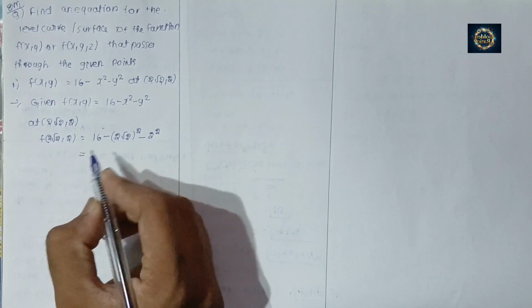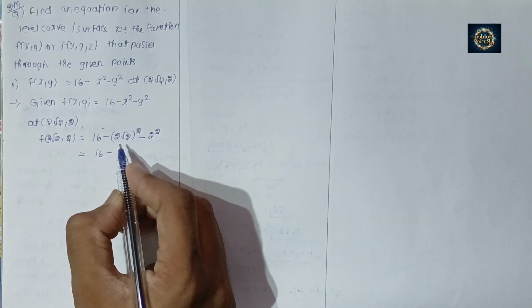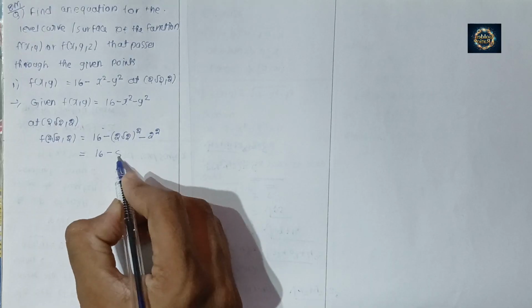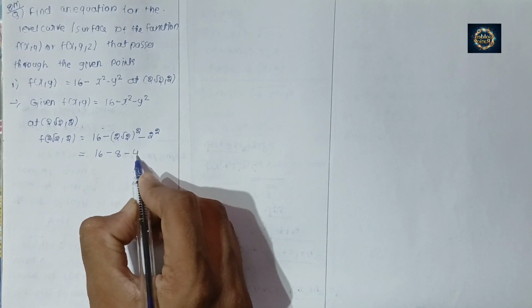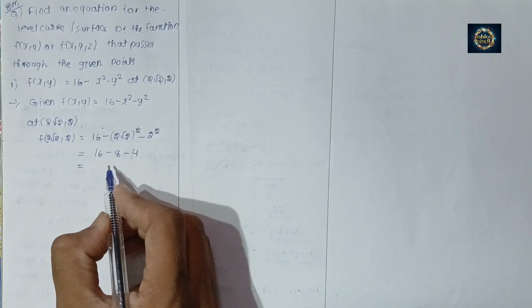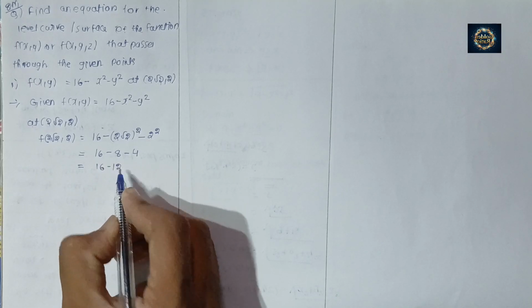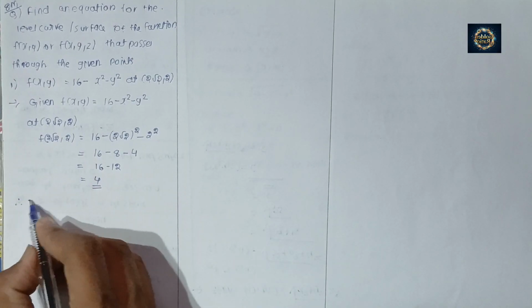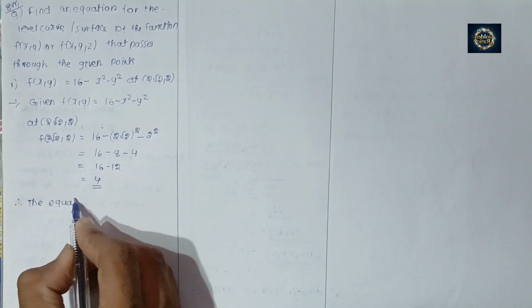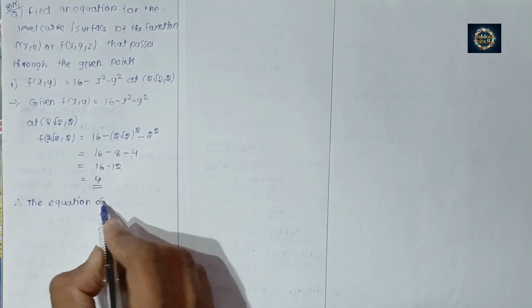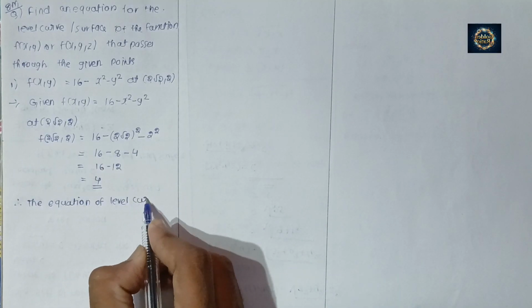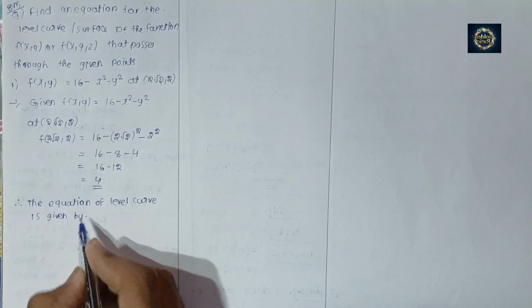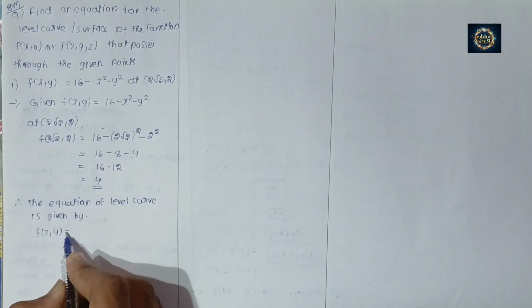So what will be the value? 16 minus 2 square is 4, root 2 square is 2, so 4 times 2 we will get 8, so minus 8. So 16 minus 4 will be 12, which is nothing but 4. So it is the value of the C. Therefore the equation of level curve is given by f of x comma y which is equal to C.